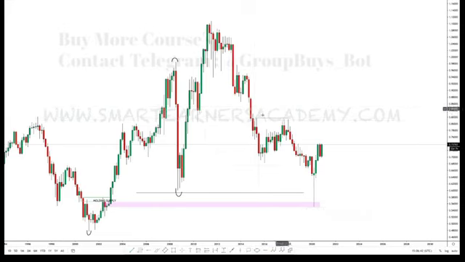We have another supply level right there. You know why? Because this was the previous demand level where you could call it holding demand. And at that point, holding demand was broken, which created this supply. So price comes in here, supply happens. Price comes in here, supply happens.